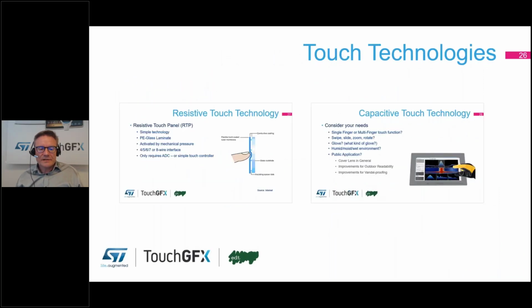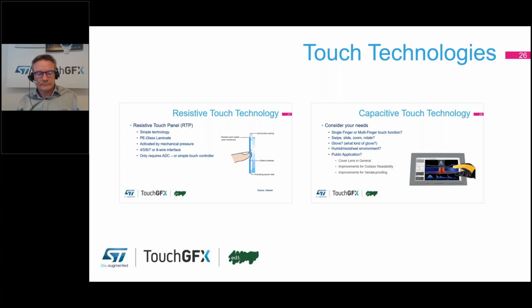So what is this capacitive touch technology about? And I do seem to have a small issue with my laptop here. Sorry for that. Can we have some questions? Yes, of course we can.